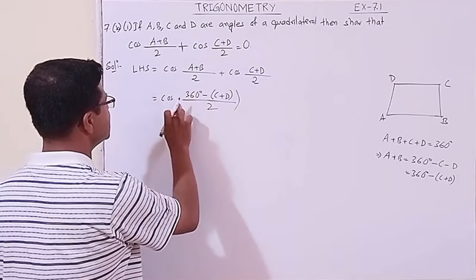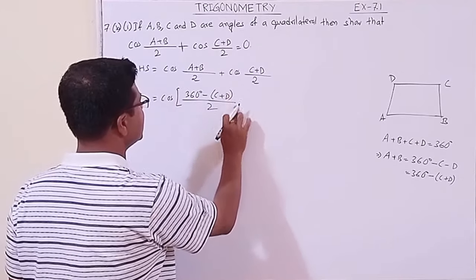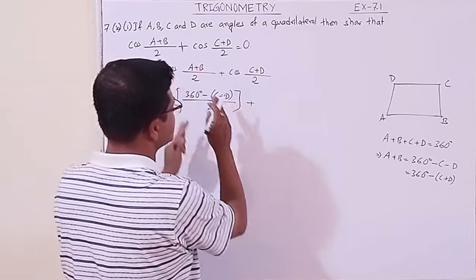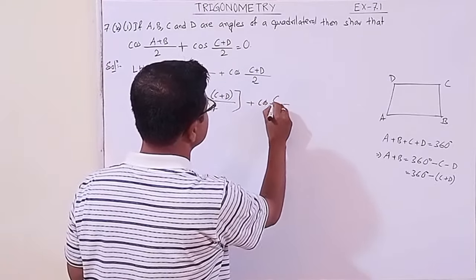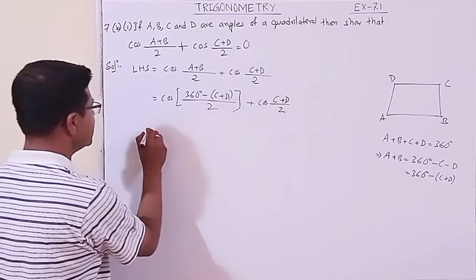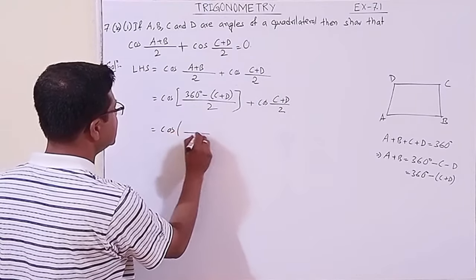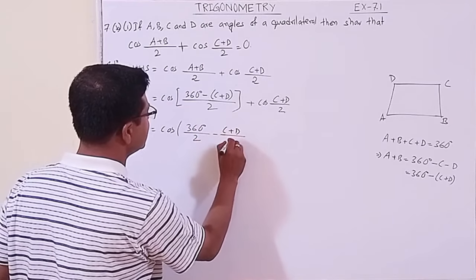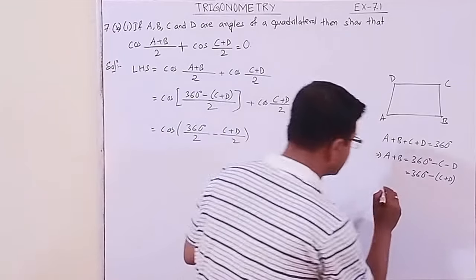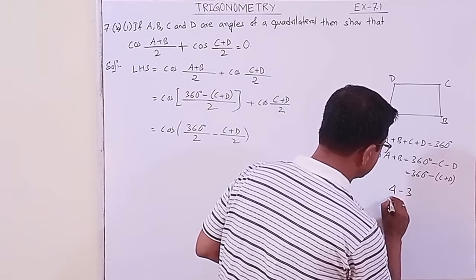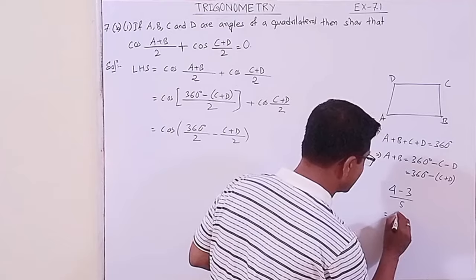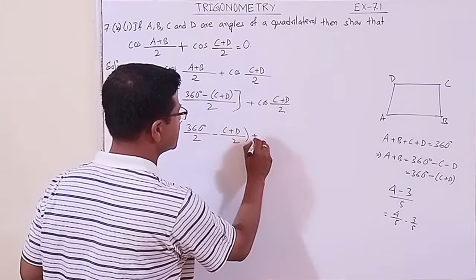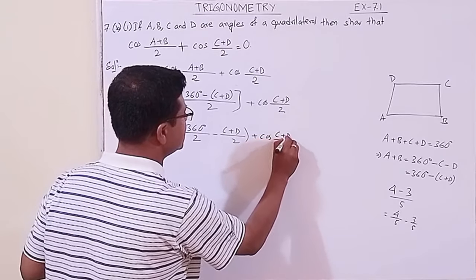Got it? If you want, we can change the bracket. Let us give the third bracket here. Plus, we will not change this. We will change only this ratio. This will remain the same. Cos of, let us divide it: 360 degrees by 2 minus (C plus D) by 2. If you didn't understand, suppose 4 minus 3 divided by 5, how do we write? We can write 4 by 5 minus 3 by 5. Same thing we have done. Nothing extra. C plus D by 2.